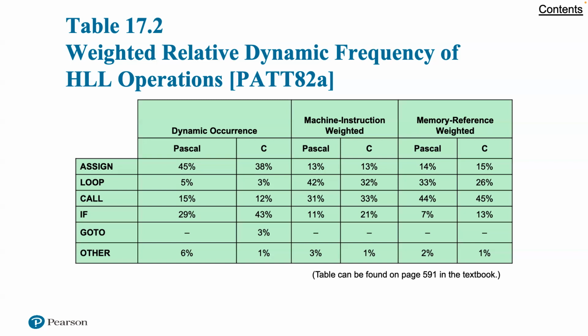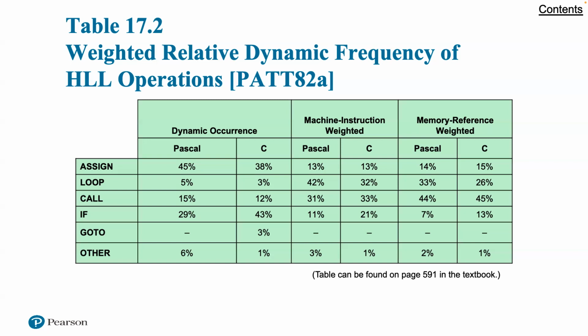The second and third columns in Table 17.2, which we're showing, illustrate the relative frequencies of occurrence of various high-level language statements in a variety of programs. The data were obtained by observing the occurrences in running programs rather than just the number of times that the statement occurred in source code. Hence, these metrics capture dynamic behavior.